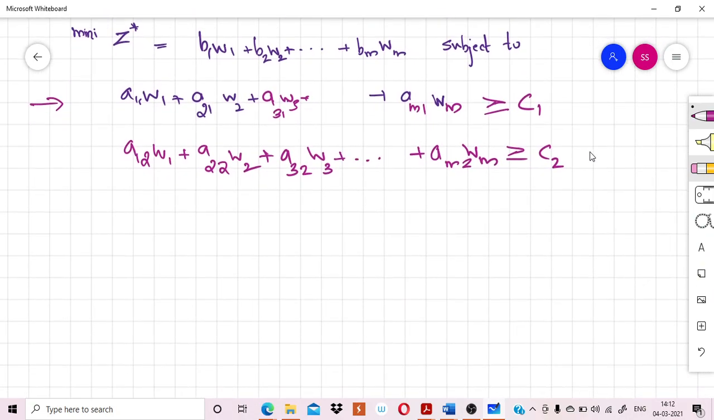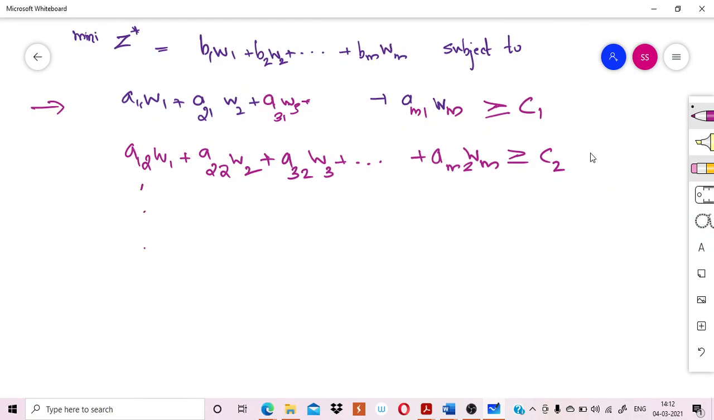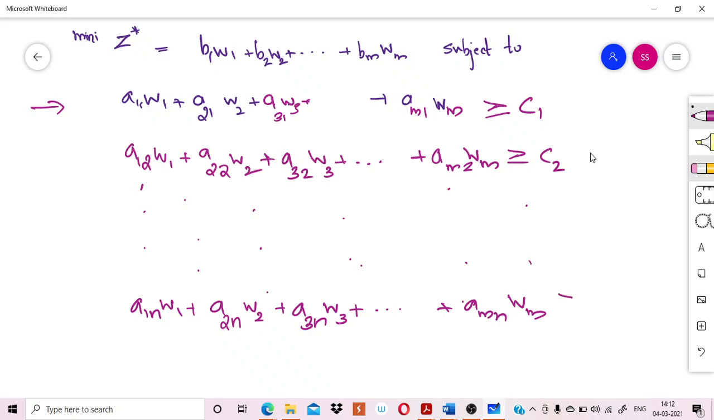And so in that manner you can write all the dual functions. Okay, and at last we have A1n W1 plus A2n W2 plus A3n W3 plus etc. plus Amn Wm greater than or equal to Cn.